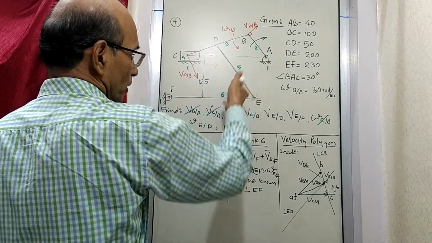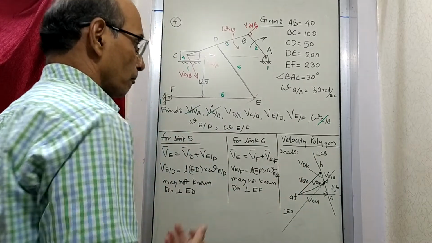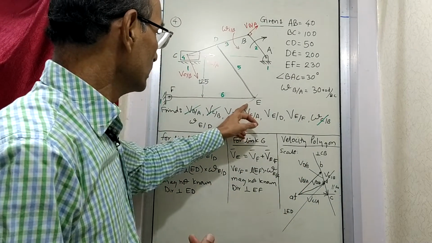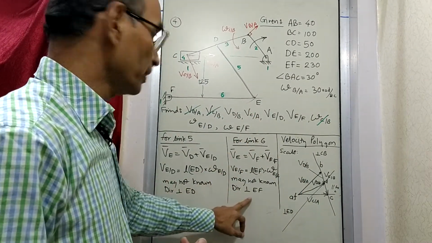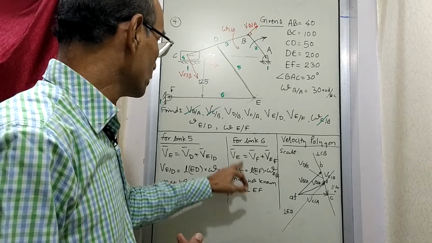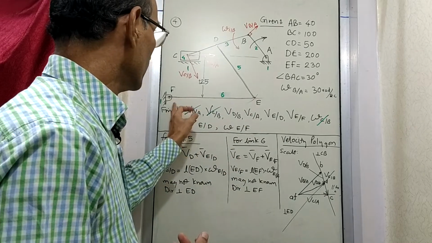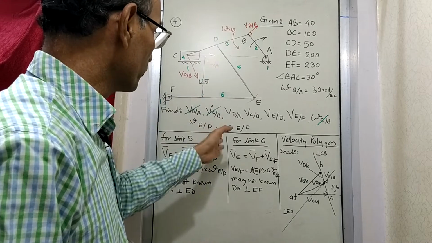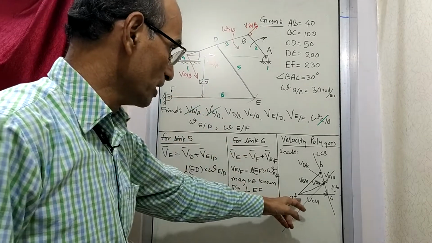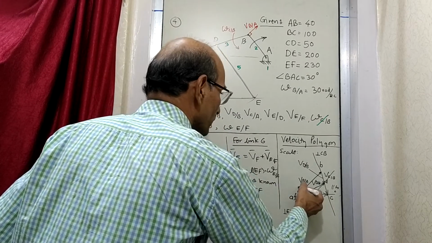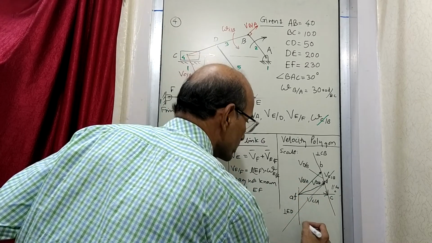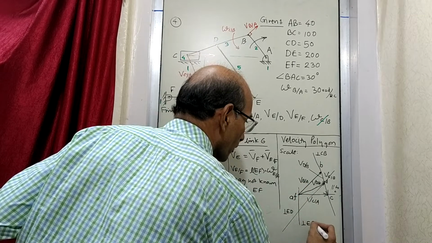Perpendicular to this link, we have drawn a line like this, perpendicular to ED. And then coming to this equation, velocity of E with respect to F, that is going to be perpendicular to EF from point F. So here is F. So from F we draw a line. This is perpendicular to EF we are drawing.